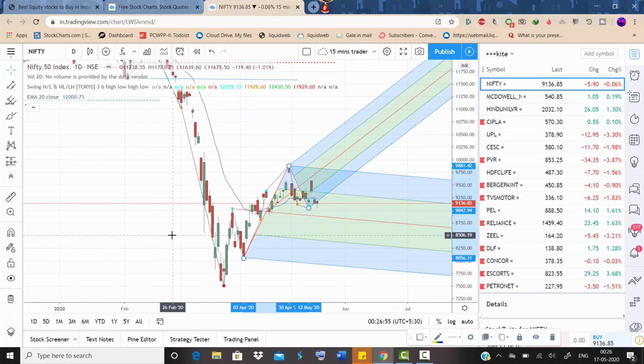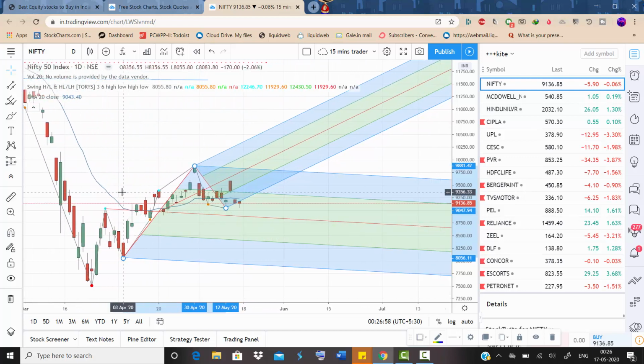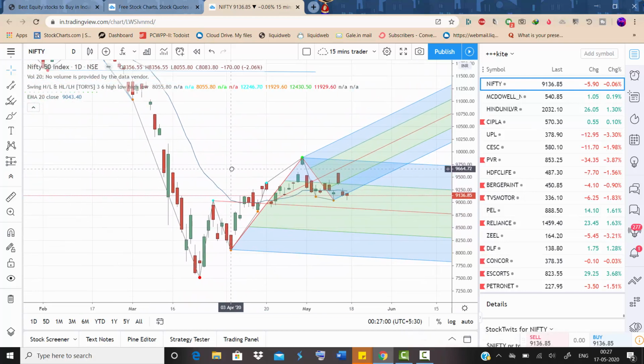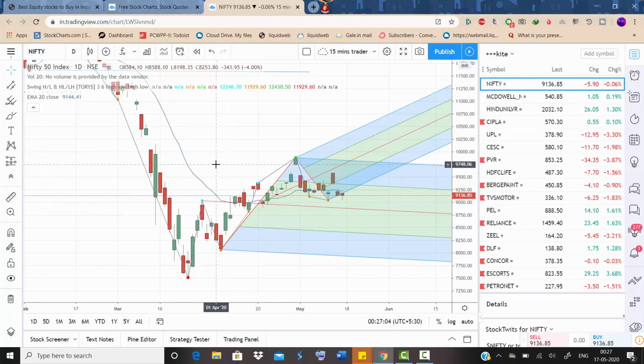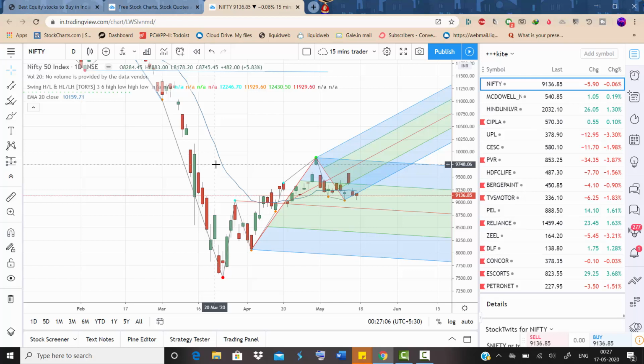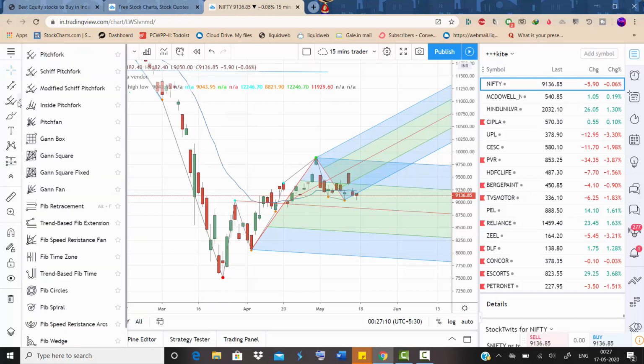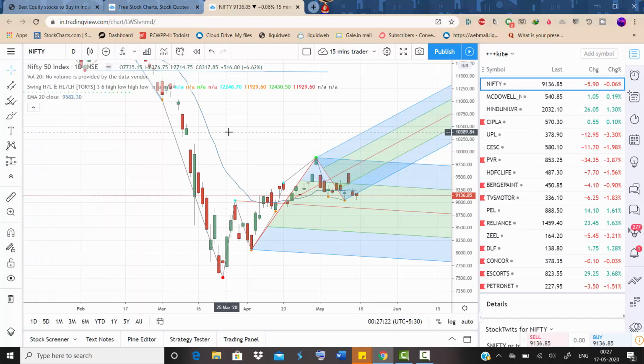So today we have learned how to find the direction of the stock using pitchfork. I have taught you how to draw pitchfork, what it means. If you have a TradingView account, you can just click on this pitchfork and modify it, shift pitchfork, and just make it.